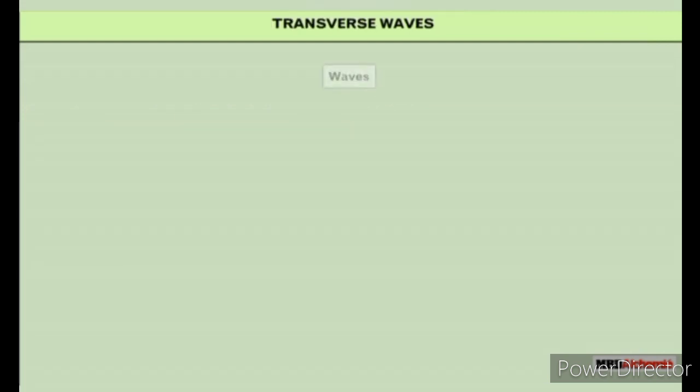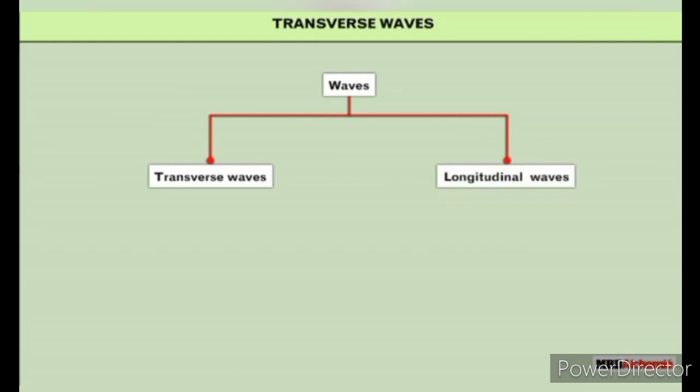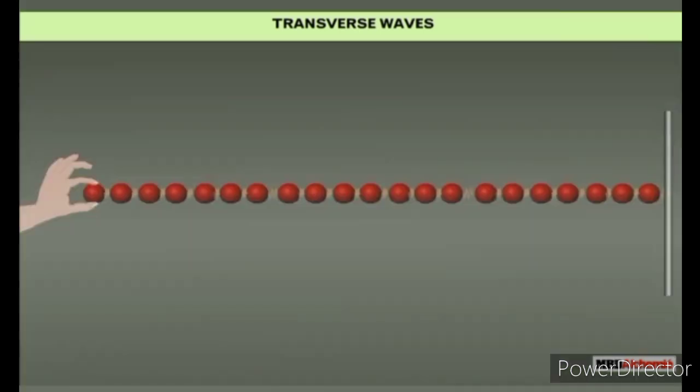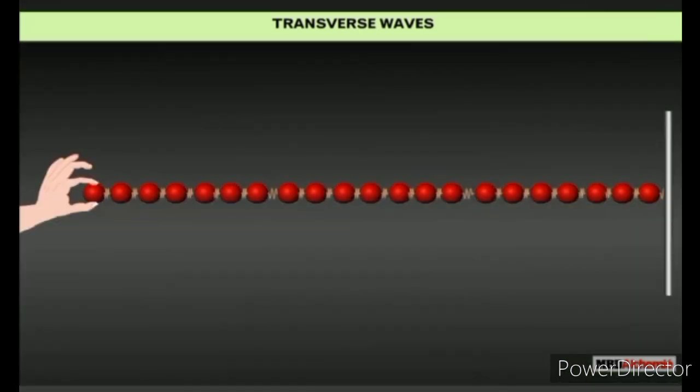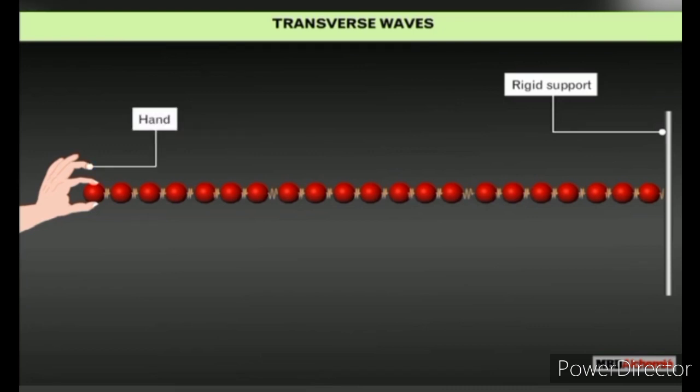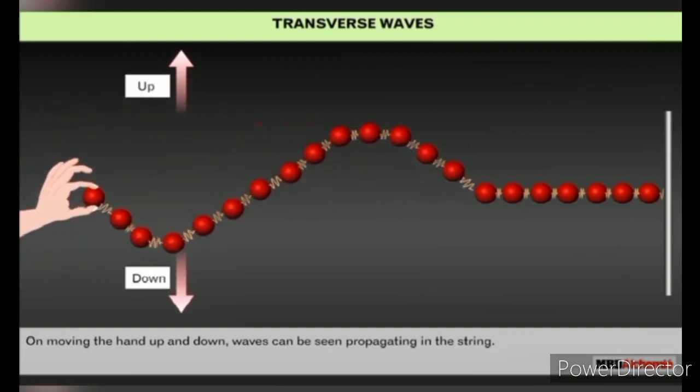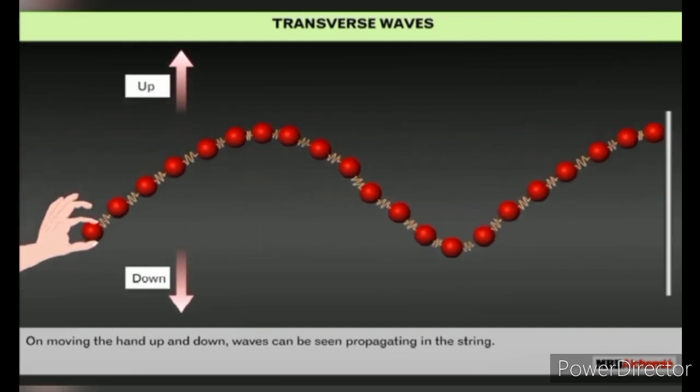Transverse waves. Waves are of two types, transverse waves and longitudinal waves. Let us learn about transverse waves. Tie one end of a string to a rigid support and hold the other end with your hand. On moving the hand up and down, waves can be seen propagating in the string.